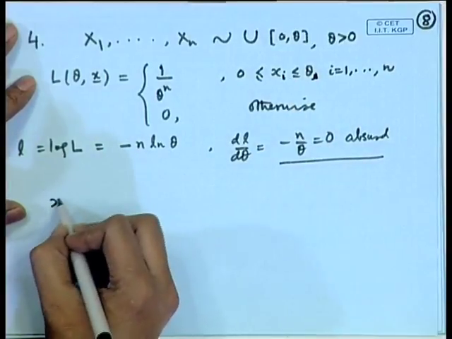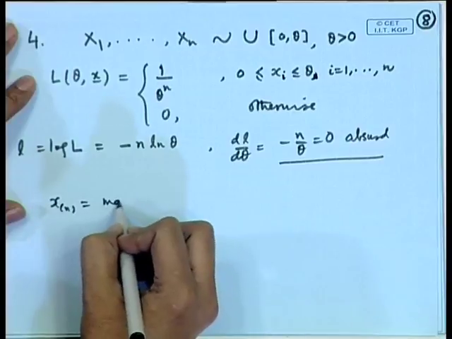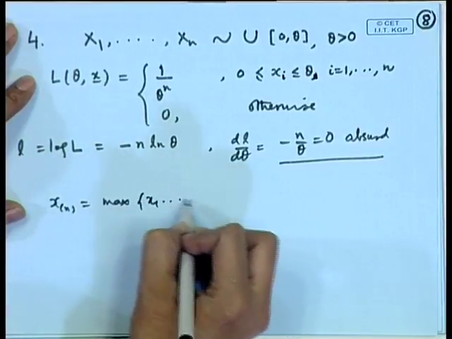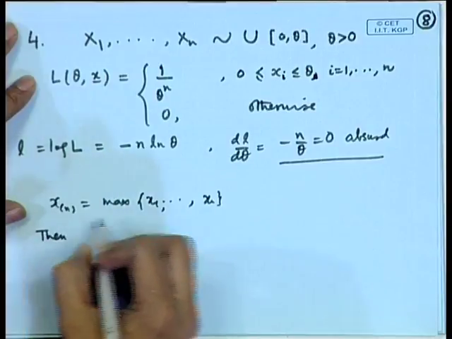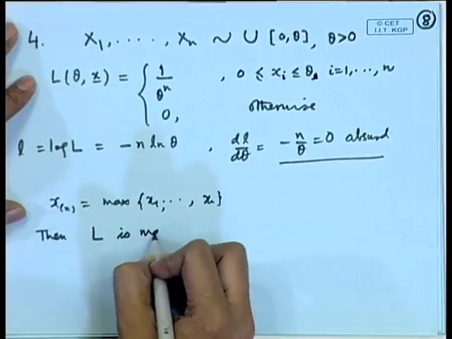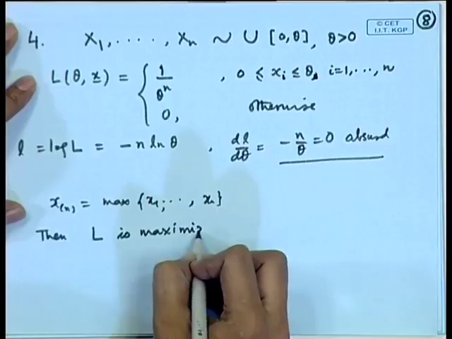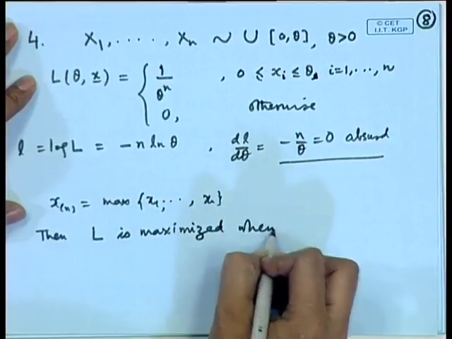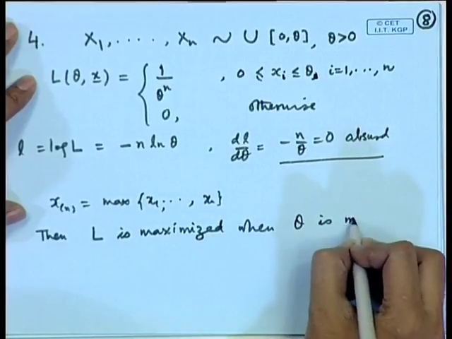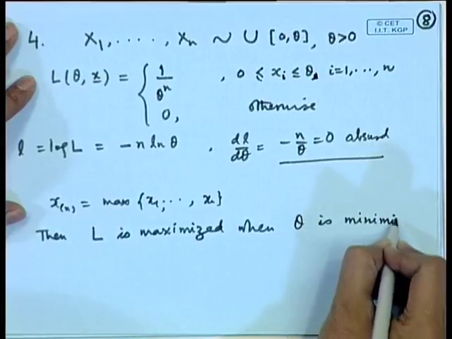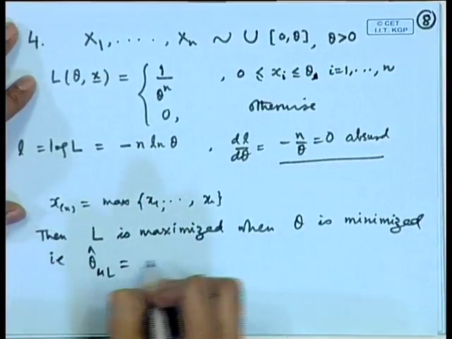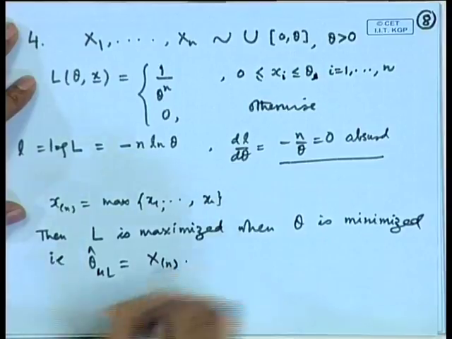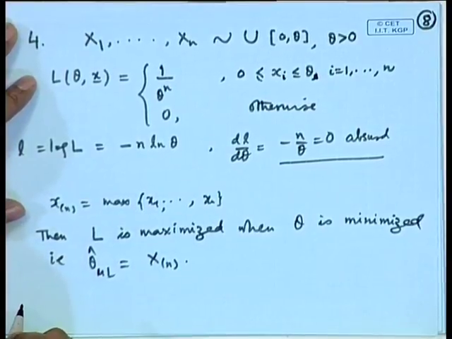So, if I call x n as the maximum of x 1, x 2, x n, that is the largest order statistic, then L is maximized when theta is minimized, that is theta hat ML is equal to x n. So, this is the maximum likelihood estimator for theta.